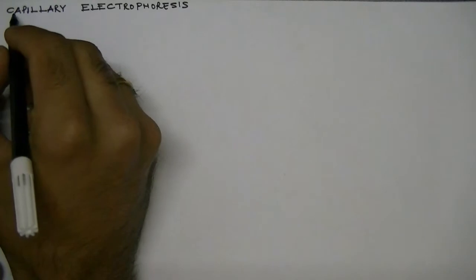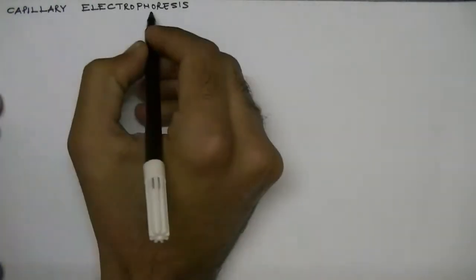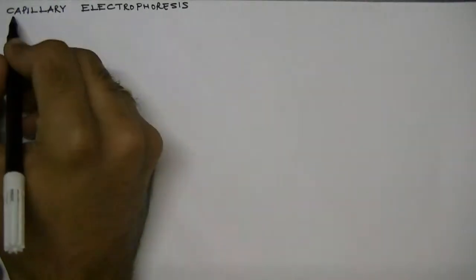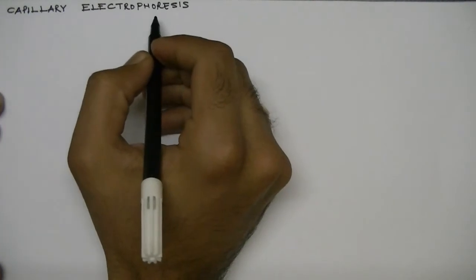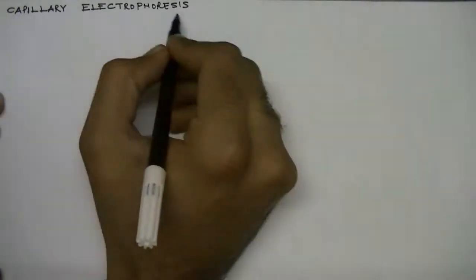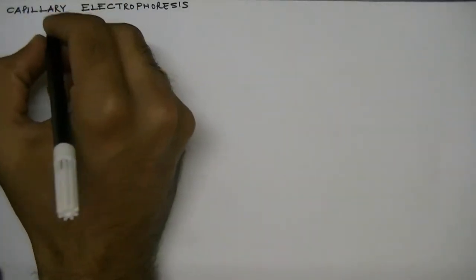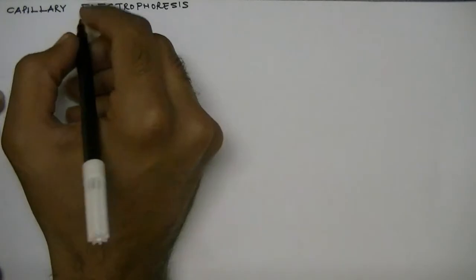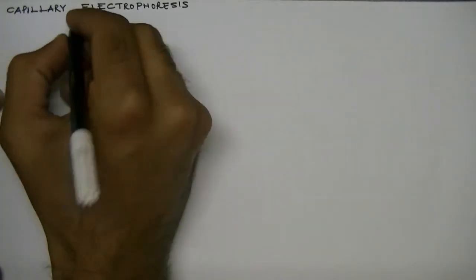In this lecture, we will discuss capillary electrophoresis. Capillary electrophoresis is a collection of techniques by which we can separate ionic species from a mixture based on the distinct mobilities of these ions.